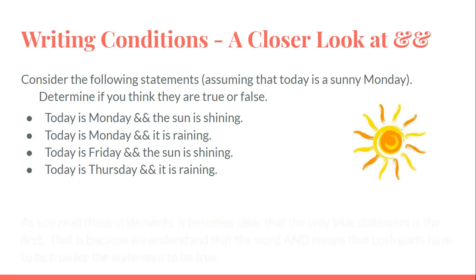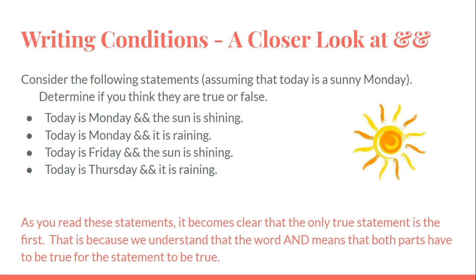As we think about this, what we find is that because of that word and in there, only the first statement becomes true. And the reason for that is because when we say and, we expect both parts of the statement to be true. If either the second part is false or the first part is false or both parts are false, then the statement is false. The only time an and statement is true is when both parts are true.